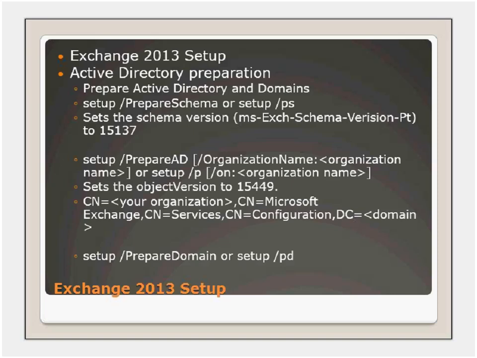So what do you have to do? When you are done with this, you go there and see what the version is. You will make sure that you see that as 15137. And there is another thing, that you have to update your AD after that, and that is done using the PrepareAD command, and that version number is going to be 15449. And there is another one, that is PrepareDomain. That's to prepare your domain.